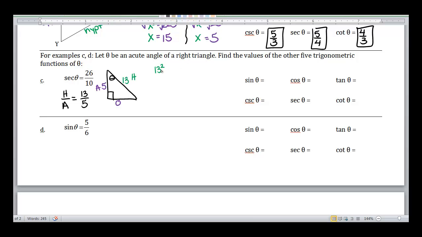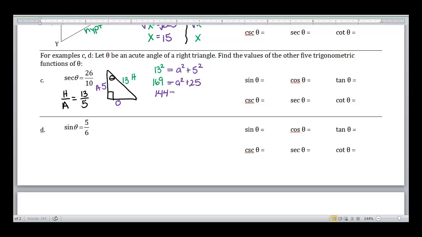So I have the hypotenuse squared equals the opposite side, which I don't know, squared, plus the adjacent side squared. So if I start simplifying, 13 squared is 169, and that's going to equal a squared plus 25. If I subtract 25 from each side, 144 equals a squared, and again, taking the square root of each side, the square root of 144 is 12. Now that I know that the opposite side is a length of 12, I can go ahead and do my six trig functions.